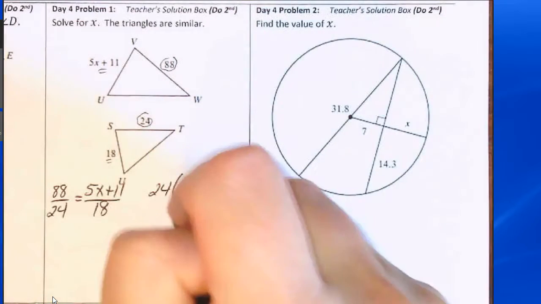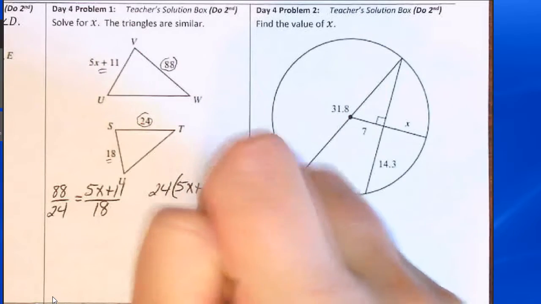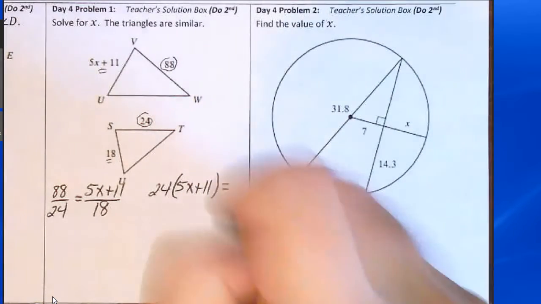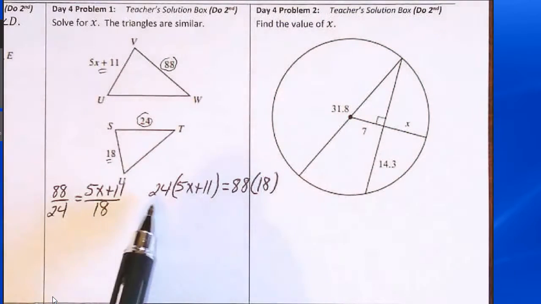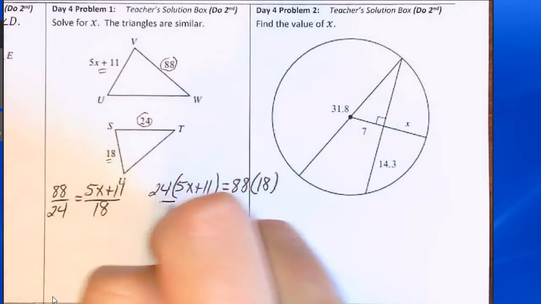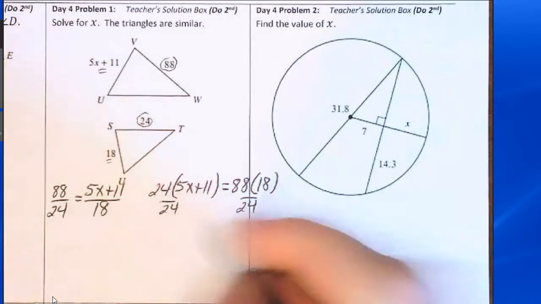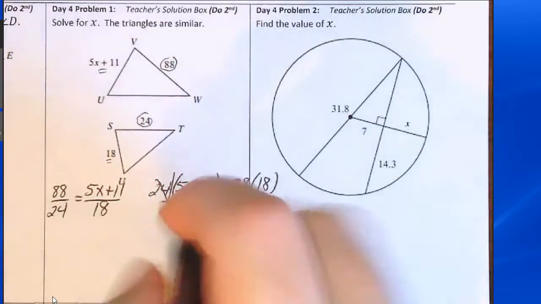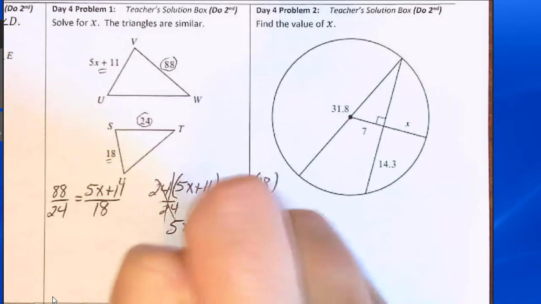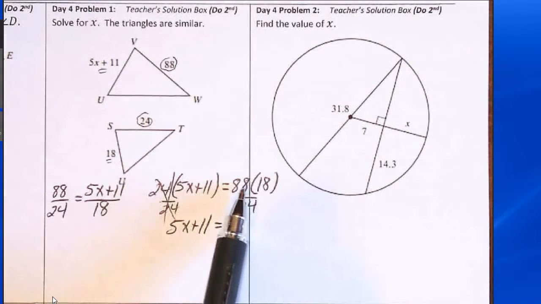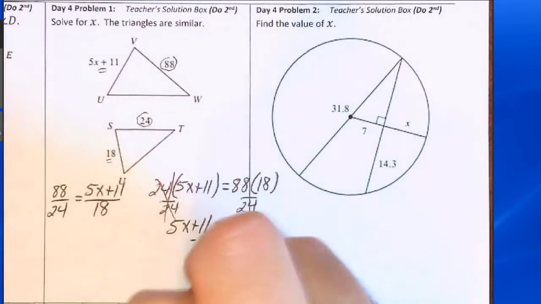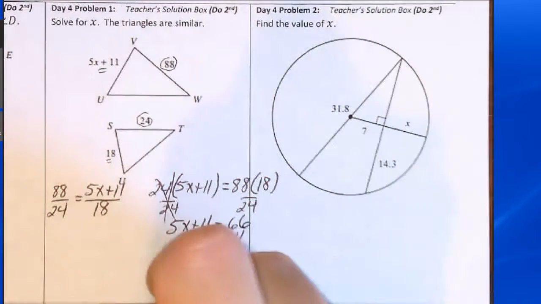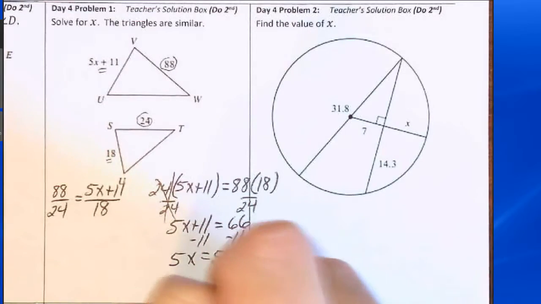24 times the 5x plus 11 is equal to 88 times the 18. I'm going to divide both sides by 24. That will cancel away the 24, leaving the 5x plus 11. On the right side, on a calculator, 88 times 18 divided by 24 makes 66.